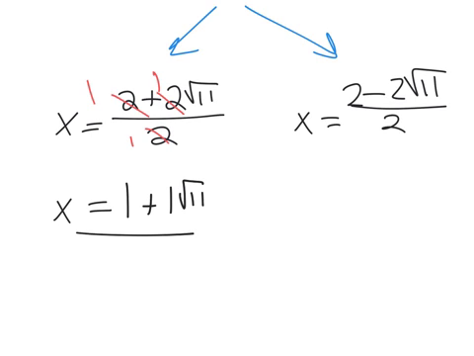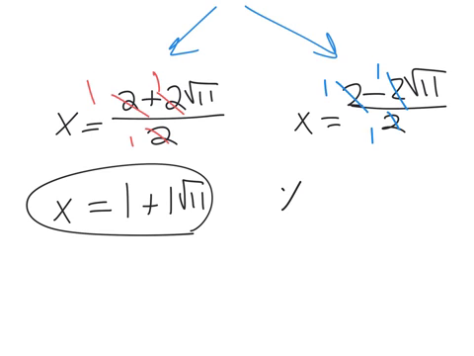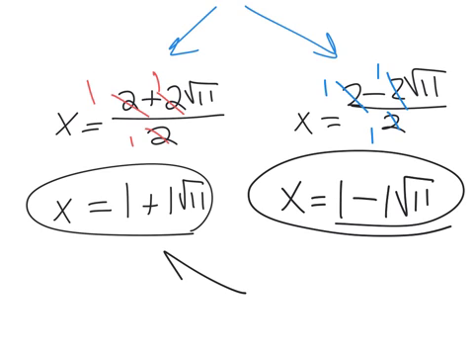You can't simplify that any further. That's as simple as it gets. In the same way over here, 2, 2, and 2 are all divisible by 2, so they all become 1s. So you get x is equal to 1 minus 1 root 11, and you're done. So those are your two solutions.